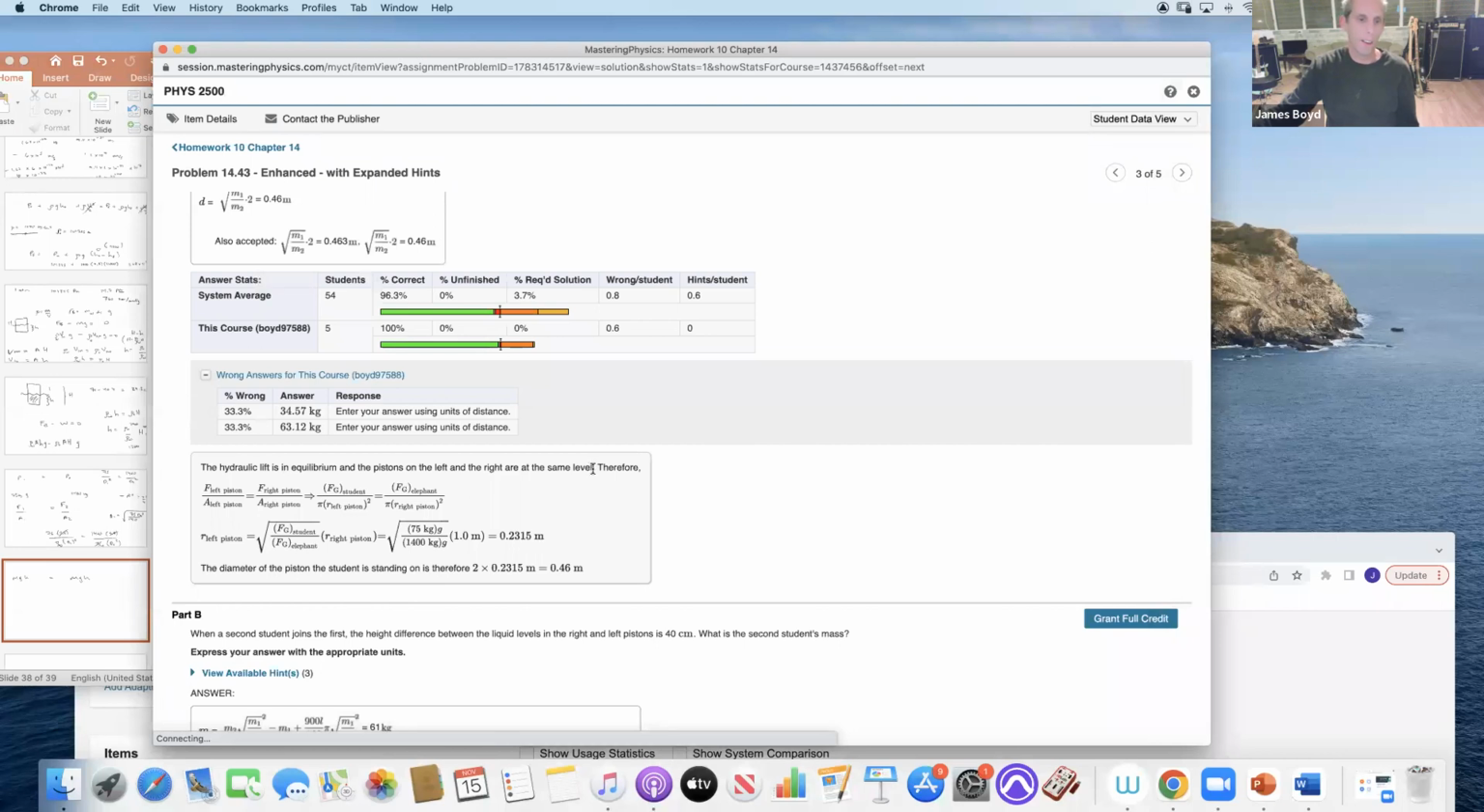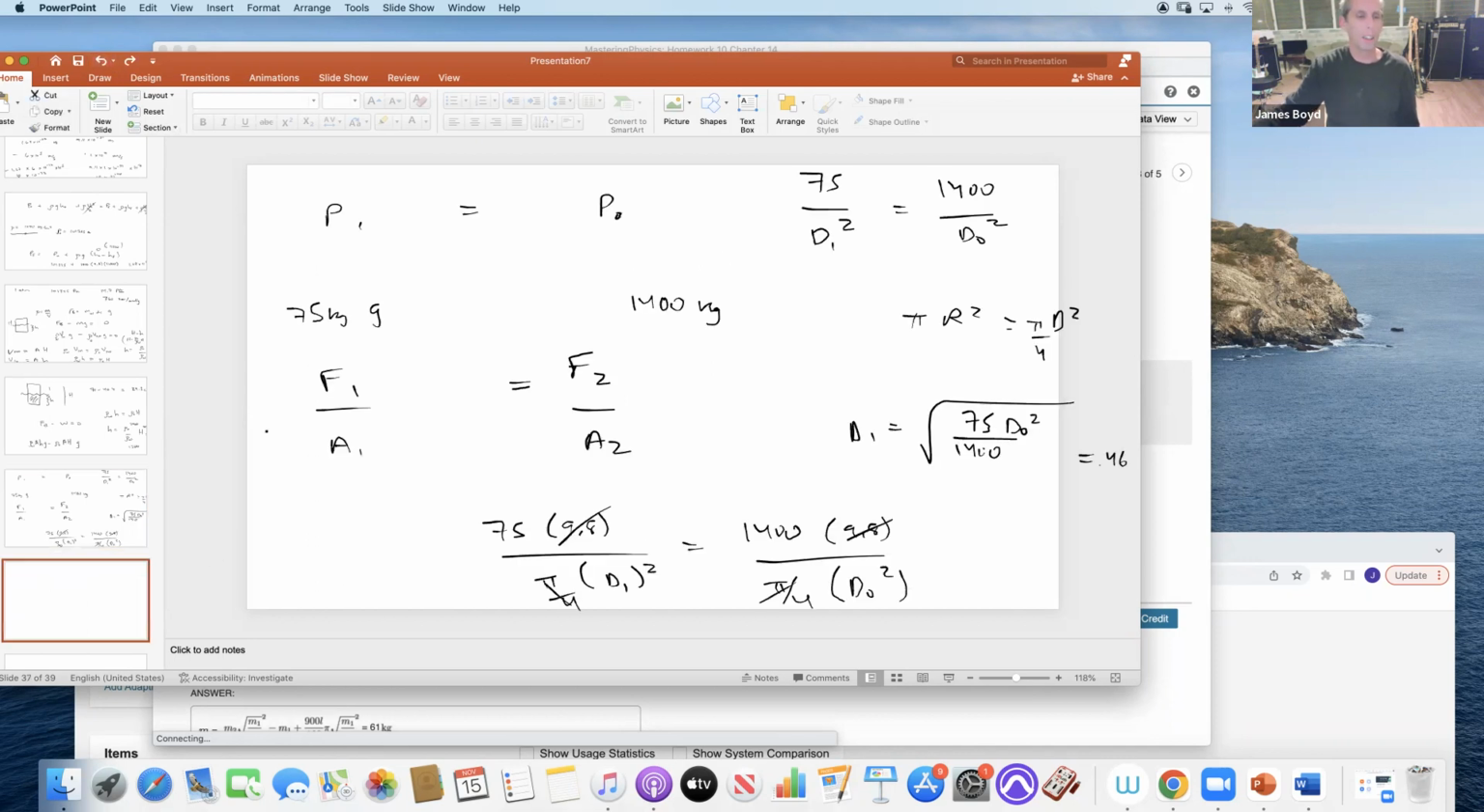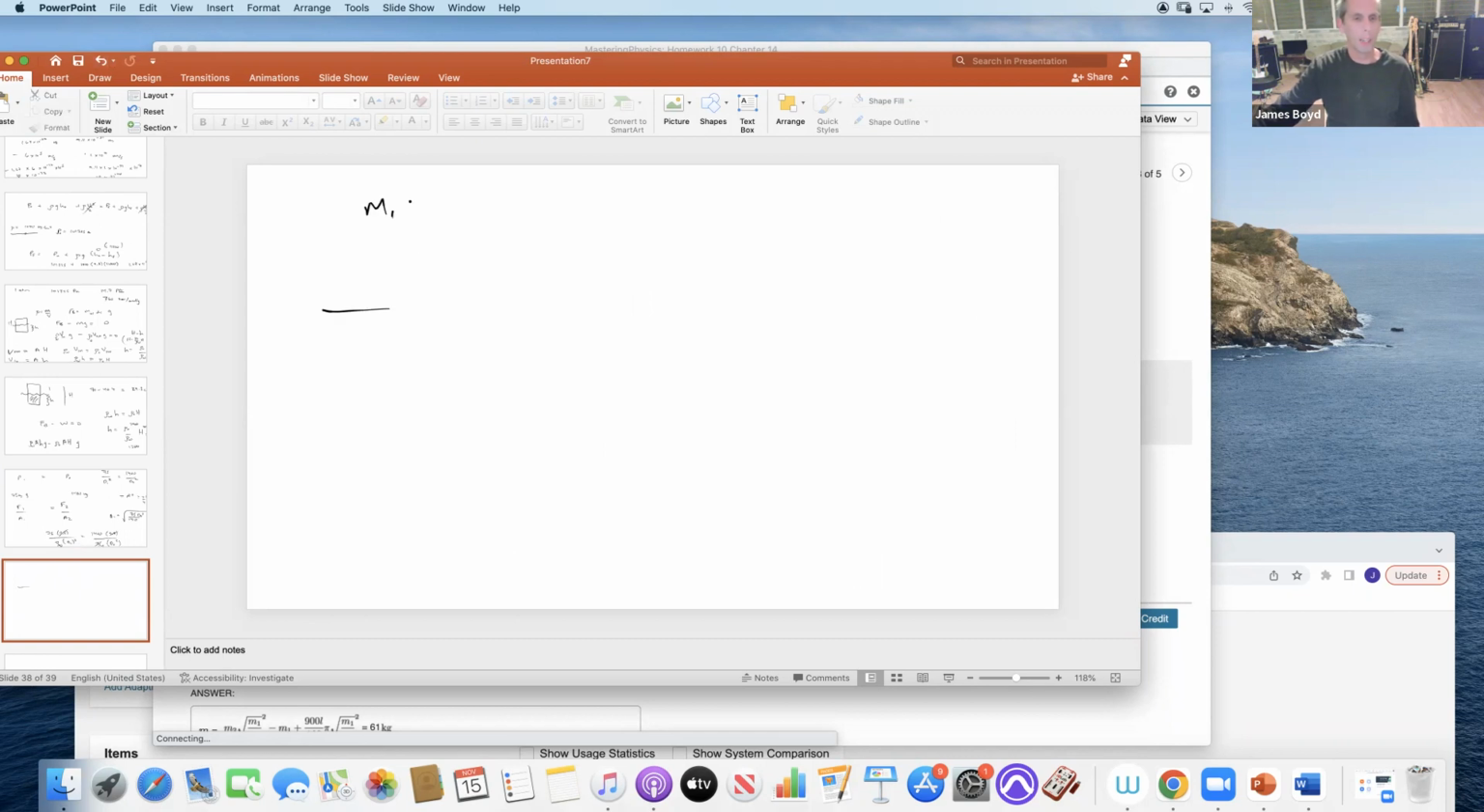And this was 1400 times 9 point. No, I did that wrong. So hold on. We know that this was mass 1 g, and this is mass of the elephant g, and it went up that height. So that amount, right. Force 1 times h has to be force 2 times h.